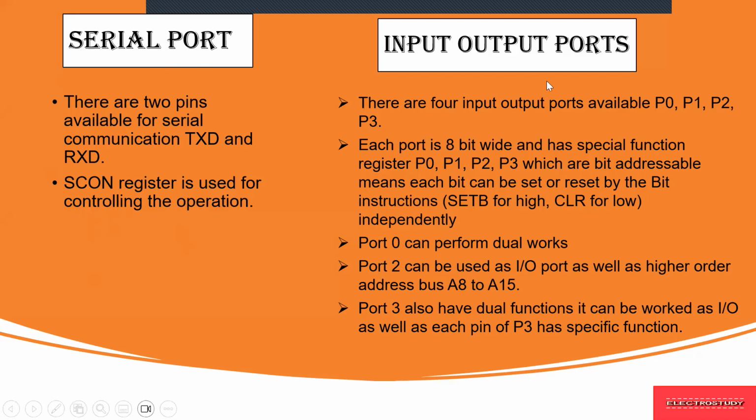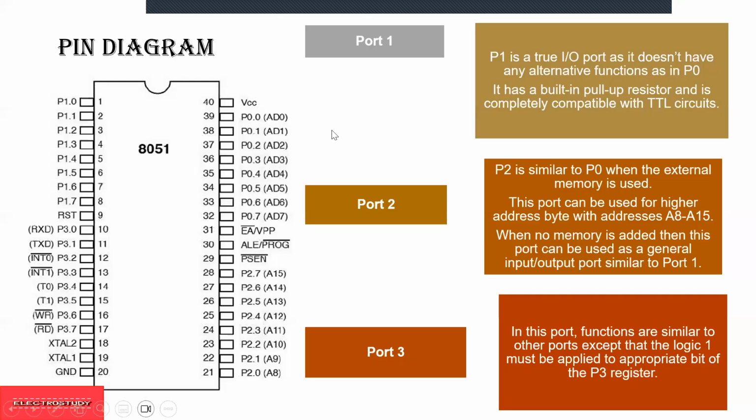For input output ports, we know that there are four input output ports: P0, P1, P2 and P3. Here you can clearly see in the pin diagram, this is port 1, this is port 3, this is port 2 and port 0. You have other pins where you can read, write, timer pin, interrupt pin, then serial communication pin, and EA equal to 0, where you have memory to fetch the instruction. So you have different pins like that.